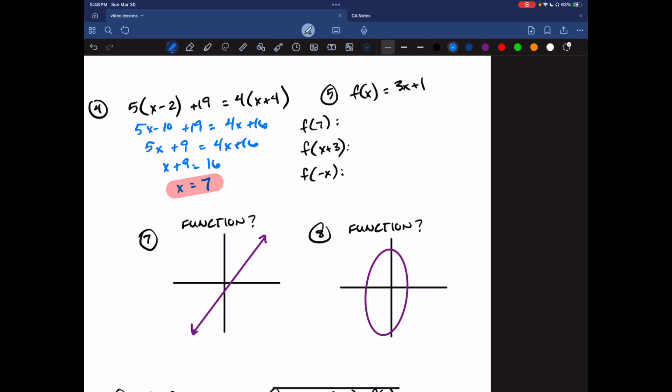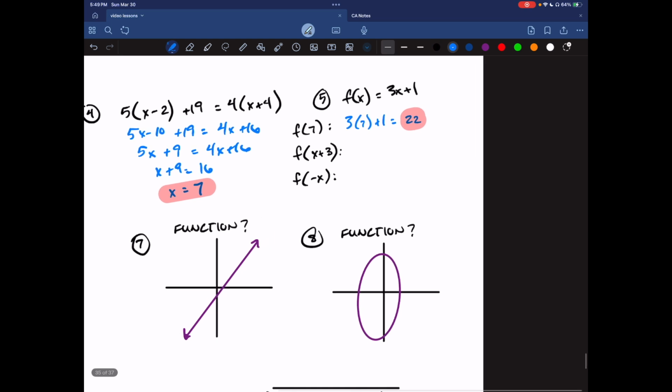So f of 7 is going to be 3 times 7 plus 1. 3 times 7 is 21, plus 1 is 22. That's the first one. Then you have 3 times x plus 3, plus 1. It's going to be 3x plus 9 plus 1, so that's 3x plus 10. And then here, I got negative x. It's going to be 3 times negative x plus 1. This is going to be negative 3x plus 1. That's all there is to it.